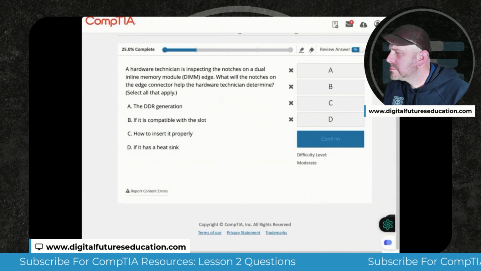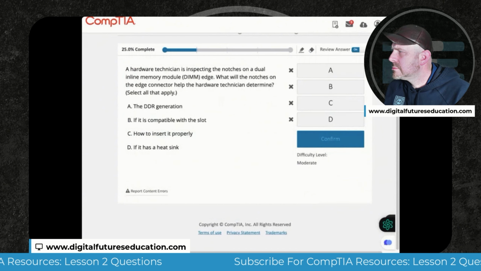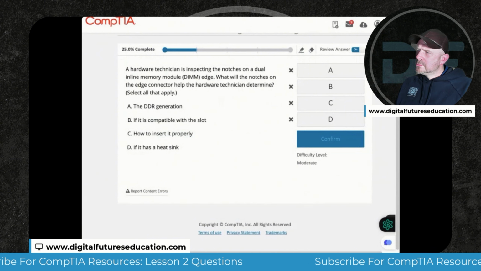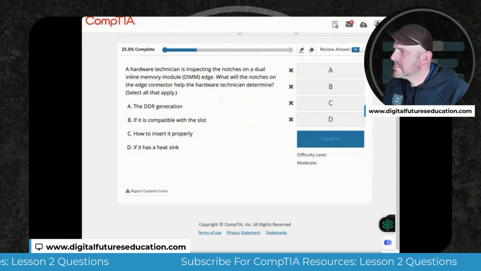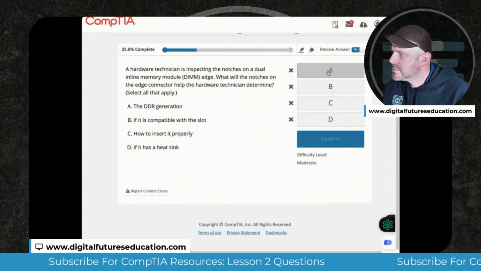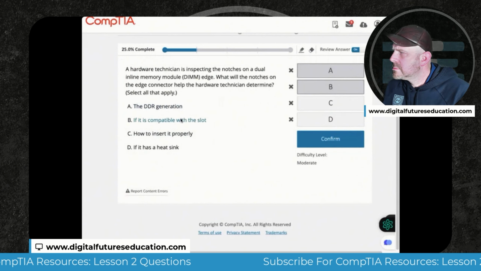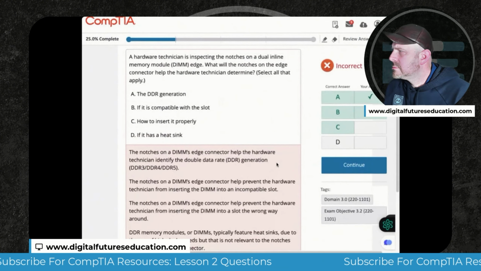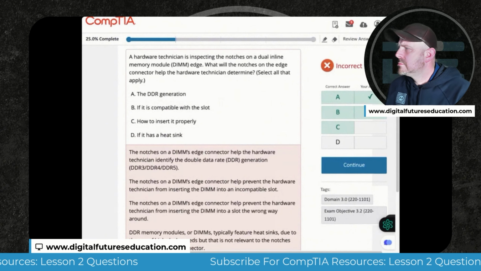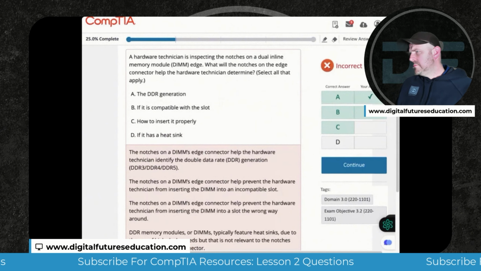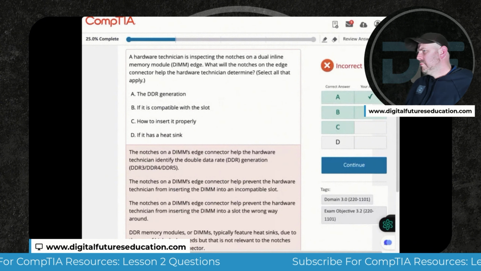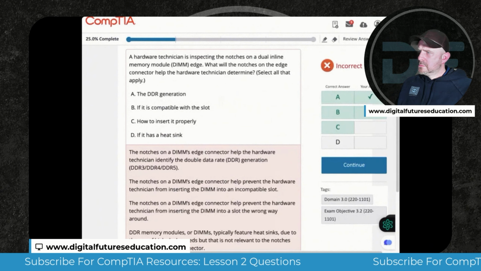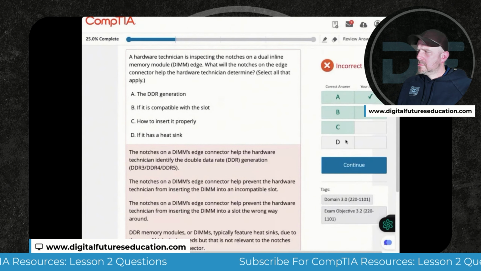A hardware technician is inspecting the notches on a dual inline module edge. We just read this. What will the notches on the edge connector help the hardware technician determine? Select all that apply, except A and B. That was the first one I saw. So DDR generation, and if it's compatible. Oh, and C, how to insert it properly. And so that's a good example of a kind of tricky CompTIA question. Just always make sure you're hedging your bets by including it because it's correct, or is it too far off? And you'll figure it out. You'll start finding the line where, oh, that's important, but it's testing what you know.